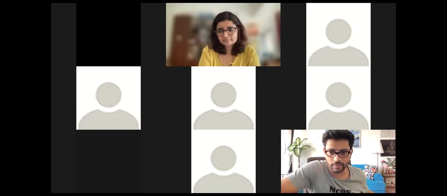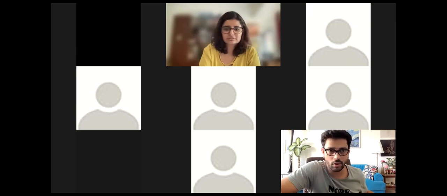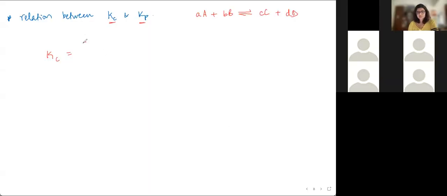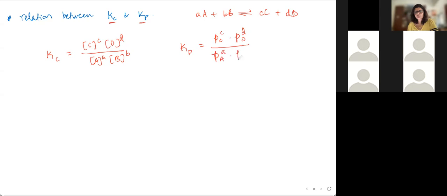Jogi, you can pause it. We can record it in some other way. So KC is concentration of C to the power C into concentration of D to the power D upon concentration of A to the power A into concentration of B to the power B. Correct. And the expression for KP is partial pressure of C raised to C into partial pressure of D raised to D upon partial pressure of A raised to A into partial pressure of B raised to the power B.